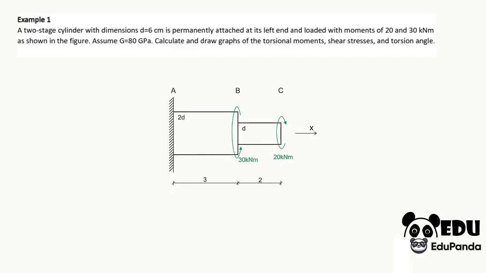We have a two-stage rod with dimensions. Today we have given a diameter of 6 centimeters. It has been permanently attached at the left end and loaded with twisting moments of 20 and 30 kNm, as shown in the drawing. We have adopted a Kirchhoff's modulus of 80 GPa. Calculate and draw diagrams of twisting moments, shear stresses, and the angle of twist.